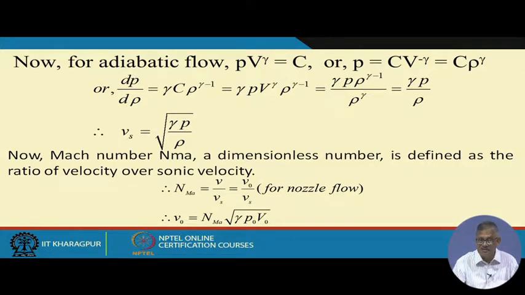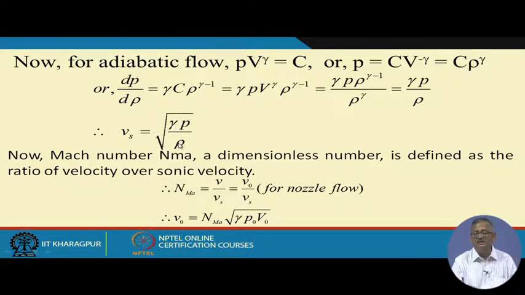So, that is a must, that the flow is under adiabatic condition, that is, there is no heat gain or heat loss, or no heat flow into the medium. So, that condition PV gamma is constant, this we have to keep in mind, right. So, Vs has become under root gamma P by rho, right.